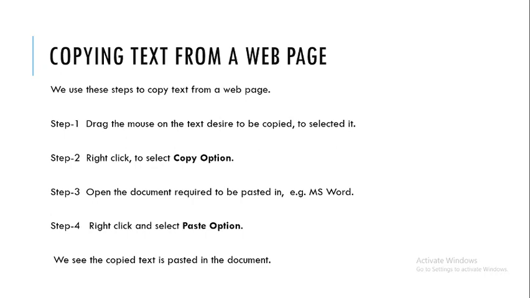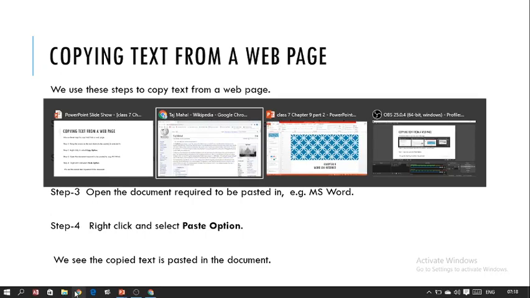Drag the mouse on the text desired to be copied to select it. Right click to select the copy option. Third step, open the document required to be pasted in, for example, MS Word. Step 4, right click and select the paste option, and then we see the copied text is pasted in the document. So these are the steps that we have to follow.